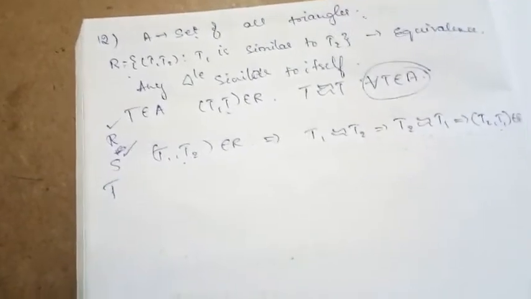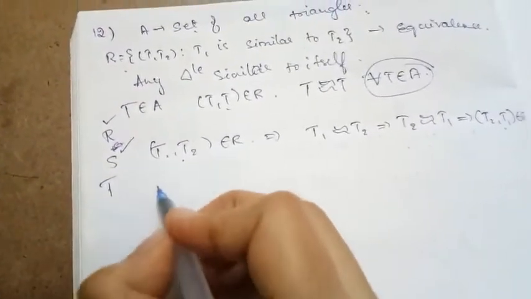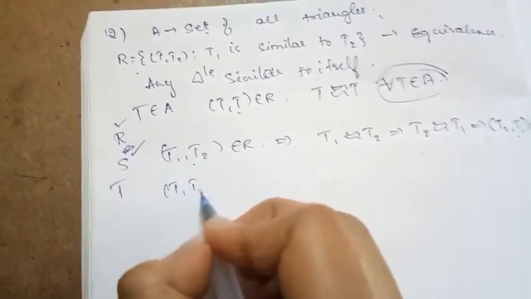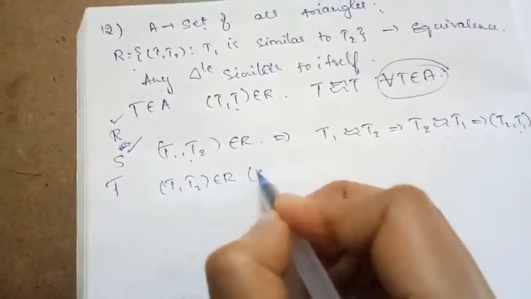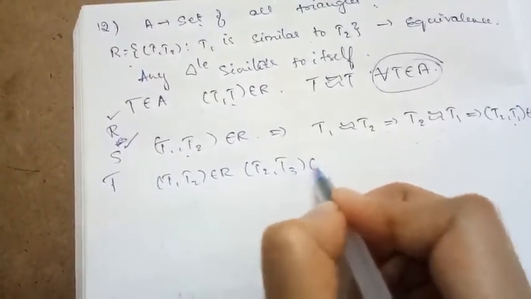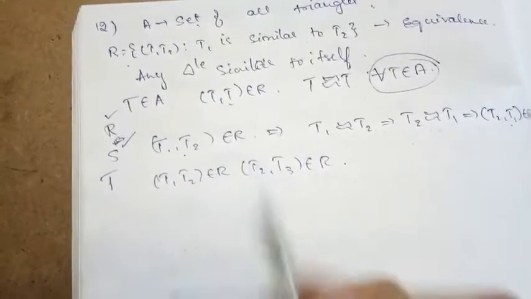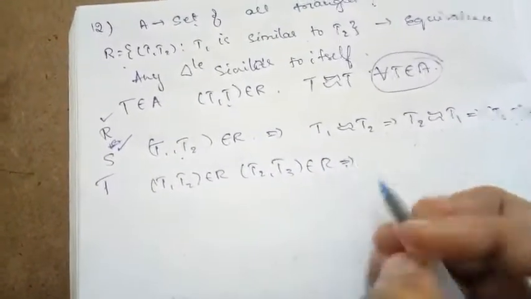Now to check for transitive relation. Suppose I take (T1, T2) which belongs to the relation and (T2, T3) which belongs to the relation. So if these two belong to the relation, what does that imply?